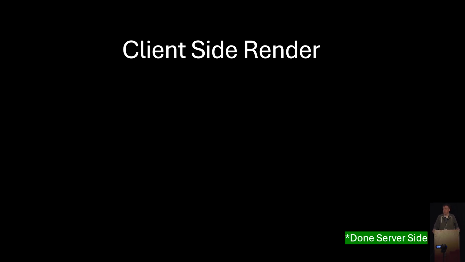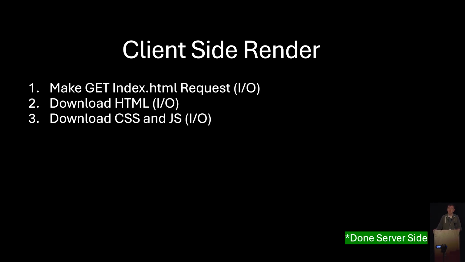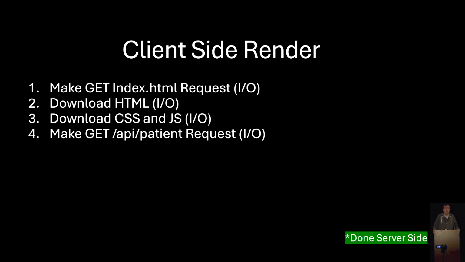For the client-side version, we're going to obviously start off with the same thing where we're getting the HTML page. Then the client will start to download the HTML. It has to download CSS and JavaScript. And then finally, once it has that JavaScript, it can finally start getting that data. And so it's going to make a GET request to the endpoint API/patient.